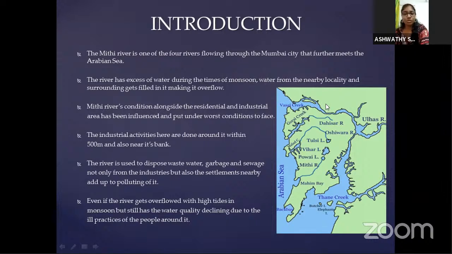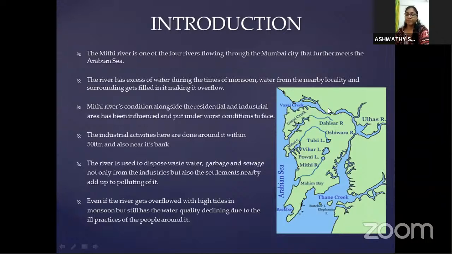But what we can see is altogether a different picture of this river. The industrial activities are done around it within 500 meters and also near its bank. The river is used as an easy way of disposing wastewater, garbage, and sewage, not only from the industries but also from the nearby settlements, adding to the pollution. That is why, even if the river overflows with high tides and monsoon, the water quality is still declining due to the ill practices of the people around it.